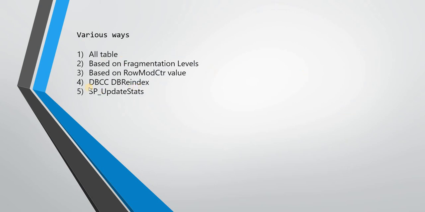The various ways, as I told you, is you can simply reindex all the indexes and column stats on the table. The first one, you can reindex them based on the fragmentation levels. Now there is a widely used rule that if your index fragmentation is less than 5%, then you don't have to do anything. If your fragmentation level is between 5 and 30, then you reorganize the index. And if your fragmentation is above 30, then you rebuild the index.